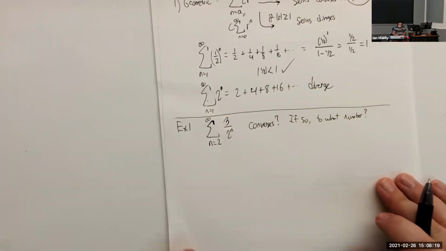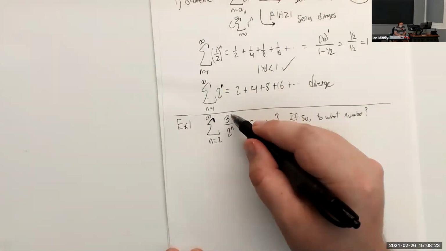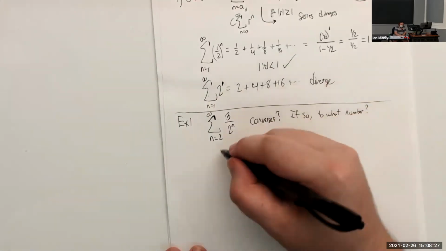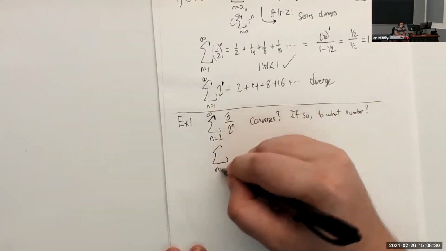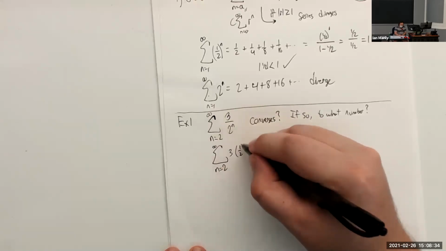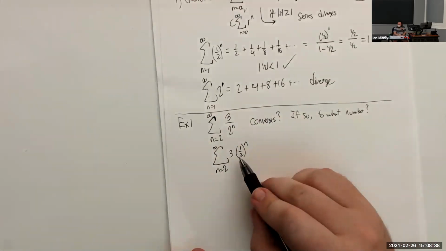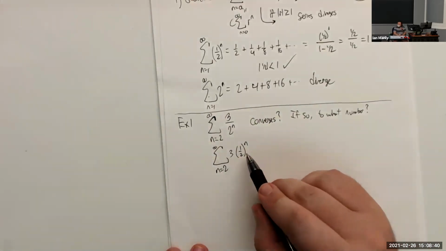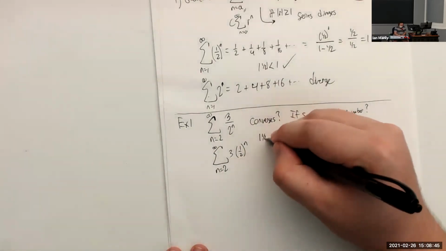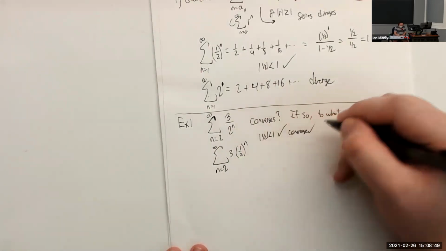Okay. So let's see here. So I have a 3 up here that's not raised to a power, and I have a 2 to the n down here, so that is raised to a power. So what I'm going to do is I'm going to write this as 3 times 1/2 to the n. That's how I'm going to write it this time. And let's see here. Is this going to converge? Well, the absolute value of 1/2 is less than 1. So yeah, this is going to converge for sure.